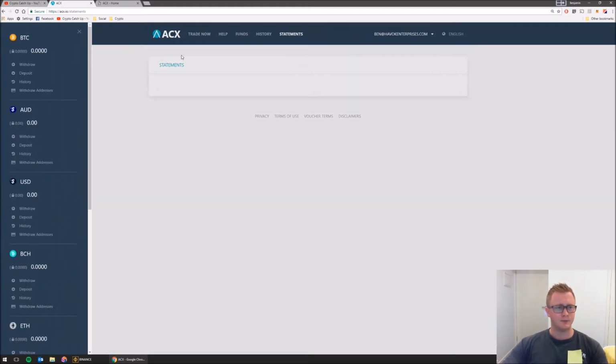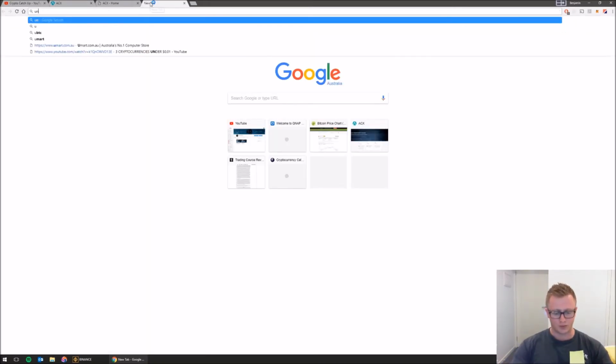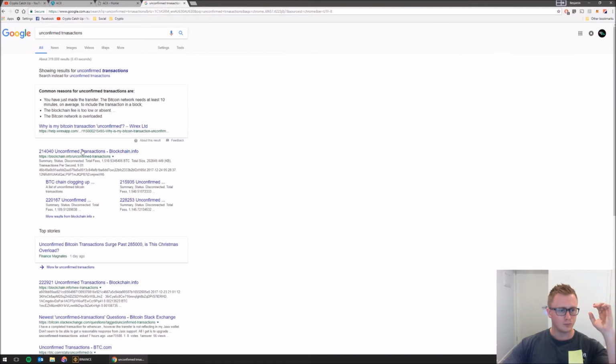If we click on funds here though, it brings up this little side panel, which allows you to withdraw, deposit, show your history, and your withdrawal addresses. If we click on withdraw just for the hell of it, it asks for the amount, where you want to send it to, put in your Google Authenticator, your two-factor authentication, and set a fee. At current rate, that is around about 10 Australian dollars. And as you should know, guys, when you're moving Bitcoin funds, the lower the fee, the slower it is. So if I can give you a quick rundown, unconfirmed transactions. What did I type in?